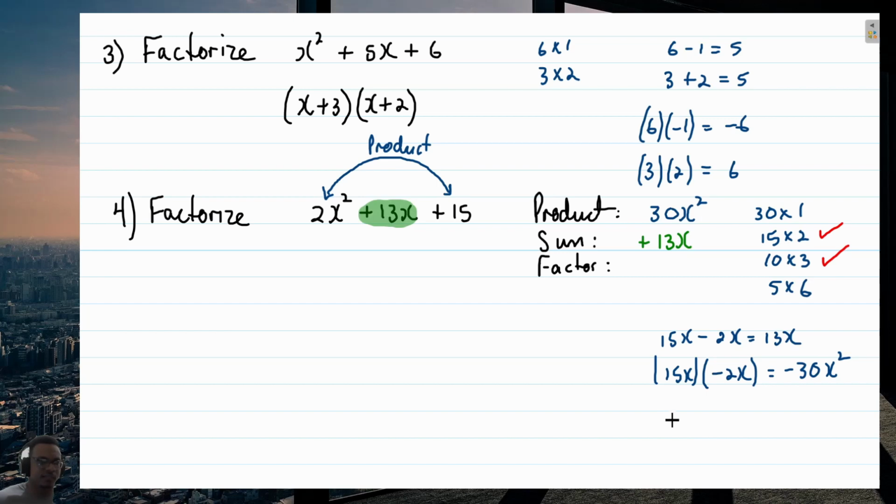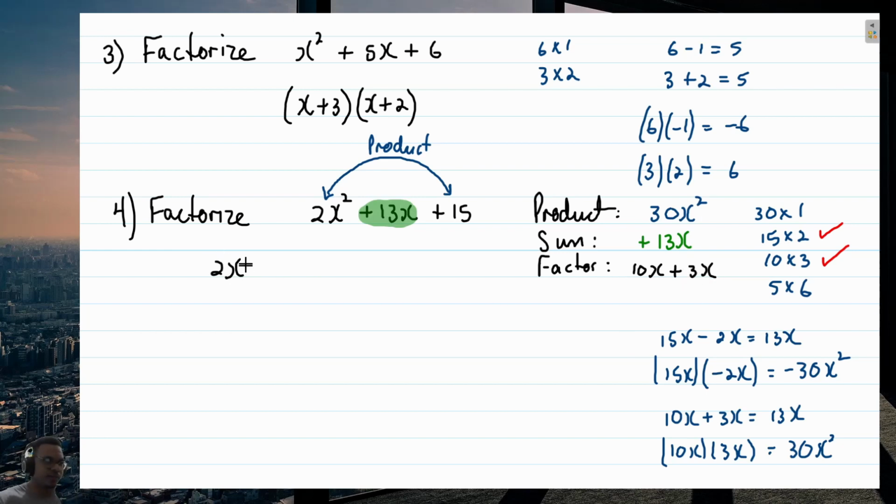Now let's check the 10 and the 3. So 10x plus 3x is equal to 13x. And positive 10x multiplied by positive 3x would give us 30x squared. So the 10 plus the 3 satisfies both the sum and the product. So for my factor, I'll write 10x plus 3x. So now I write back the 2x squared, and instead of writing the 13x, I'll write 10x plus 3x. So positive 10x plus 3x. And then I'll write back the positive 15. So what we had is that this 13 split into the 10 and the 3.